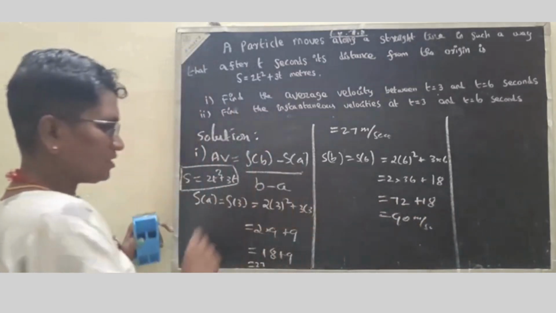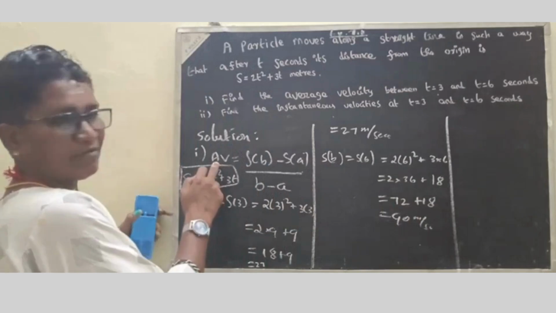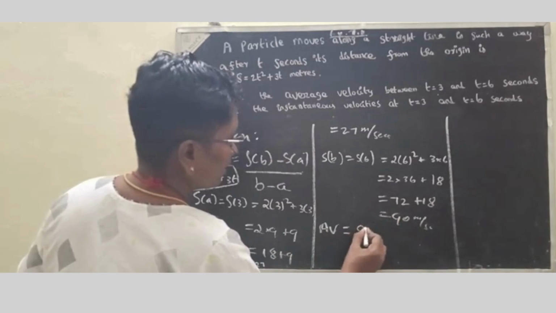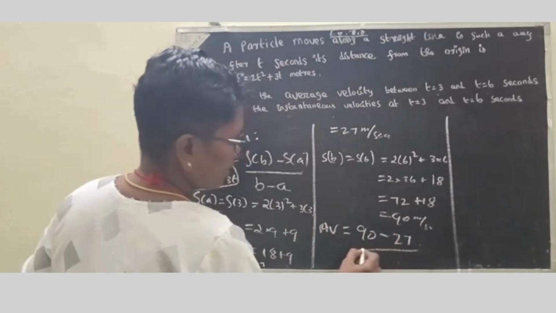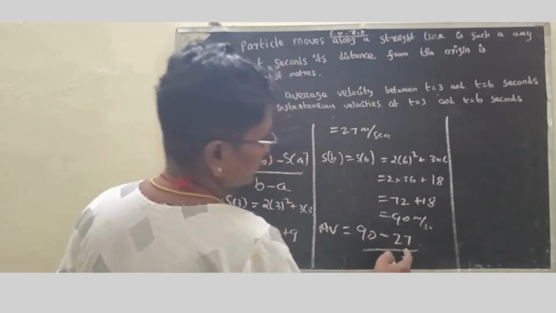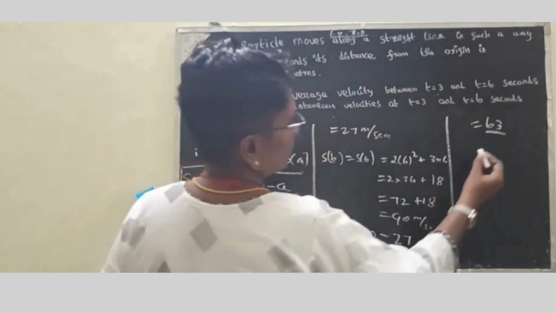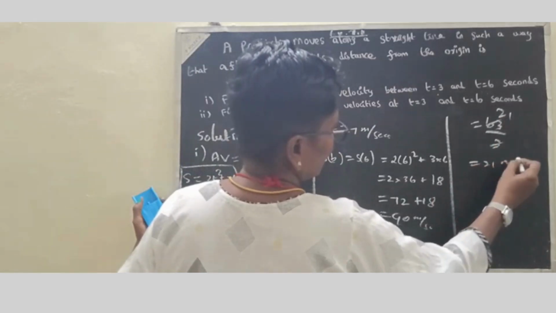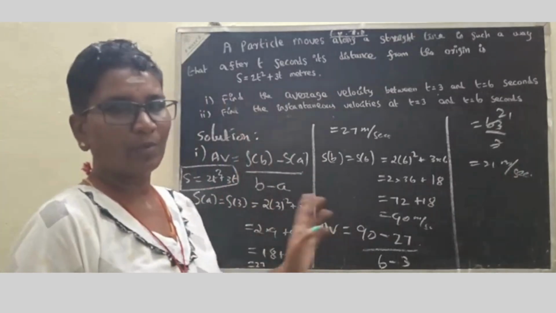So we know s(a) and s(b), so substitute these values in the average velocity. Therefore average velocity = (s(b) − s(a)) / (b − a) = (90 − 27) / (6 − 3) = 63 / 3, which is equal to 21. This is 21 meters per second. This is the average velocity for this given problem.